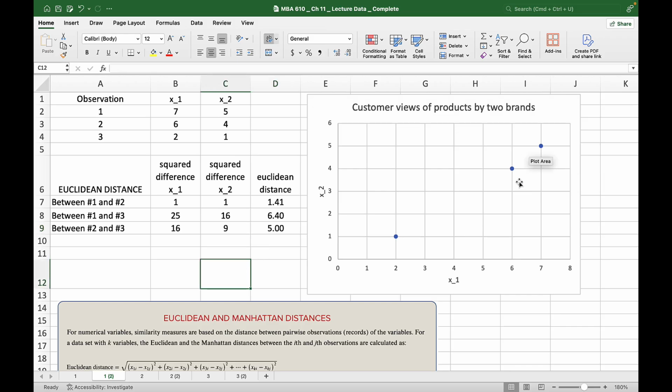So if I were to group these just based on similarity, I would say that these two are relatively more similar than either of them are with this person, if we're measuring them with regard to how many times they interacted with products by these two different brands. All right, that's Euclidean distance. I'm going to pause and come back. We'll do another video calculating the Manhattan distance.